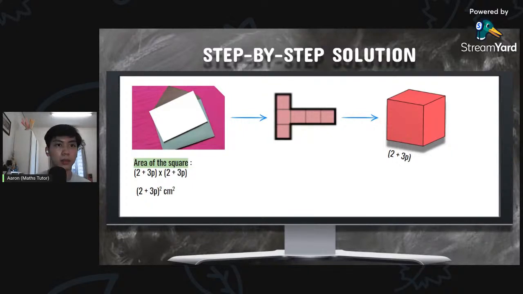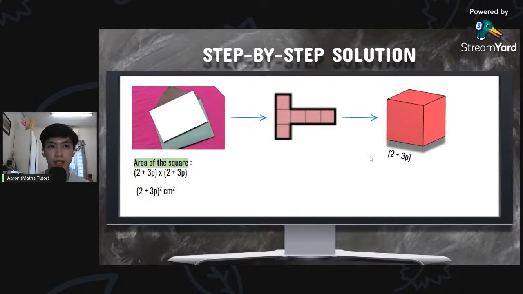Okay, sorry, but we don't do that, because it is an algebra expression. So you haven't learned how to multiply it. So we use square first, it's easier. So we put 2 plus 3p square. So this is the area.